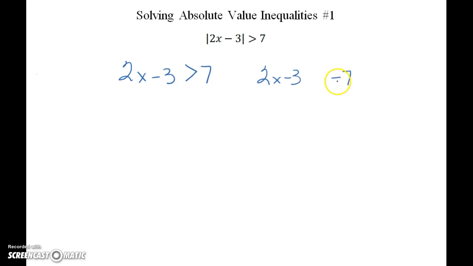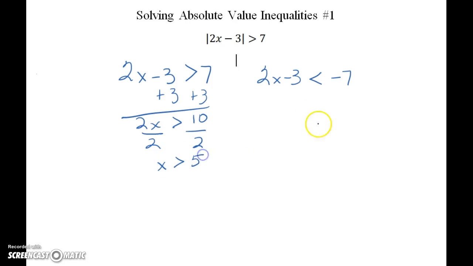But when we change to the opposite of 7, we also have to change our inequality sign to its opposite. And that's a property of the inequalities. So once we have our two inequalities, now we solve them just like we normally would. So you add 3 to both sides. So we have 2x is greater than 10. Divide by 2. So we have x is greater than 5.